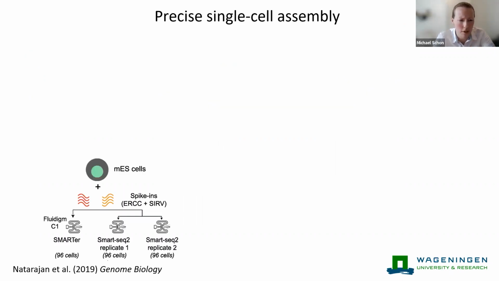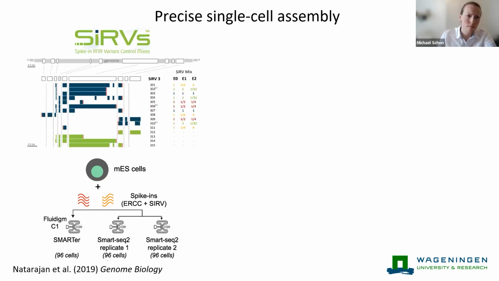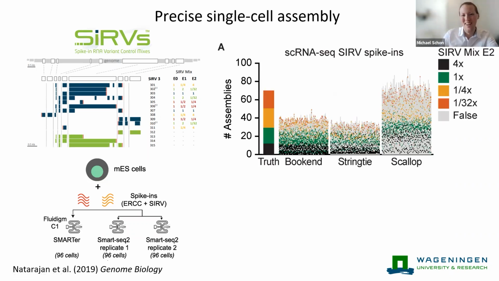So, interested in this question, there was a spectacular benchmarking data set that was generated by Sarah Teichmann's lab. And this was a plate of 96 mouse embryonic stem cells in which they introduced both the ERCC spike-ins and the SERV spike-ins that I mentioned earlier in this talk. Again, to reiterate, the SERVs are really a simulation of transcript isoform diversity. And so they're an extremely challenging set of isoforms to reconstruct from short reads. I tried to do it anyway.